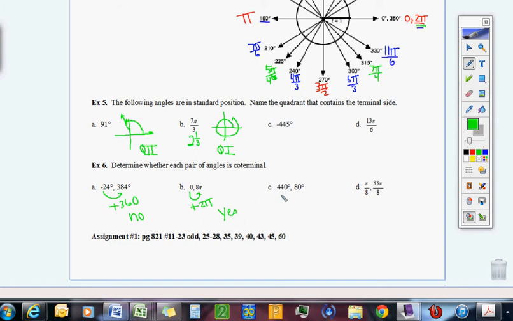Okay, do these differ by 360? Do these differ by 2 pi or 360? Well, let me actually test this one. 33 pi over 8 minus a pi over 8 is 32 pi over 8. Oh yeah, that is 4 pi. So they do differ by 2 rotations around the circle. This would be yes. Give it a try now on your own.